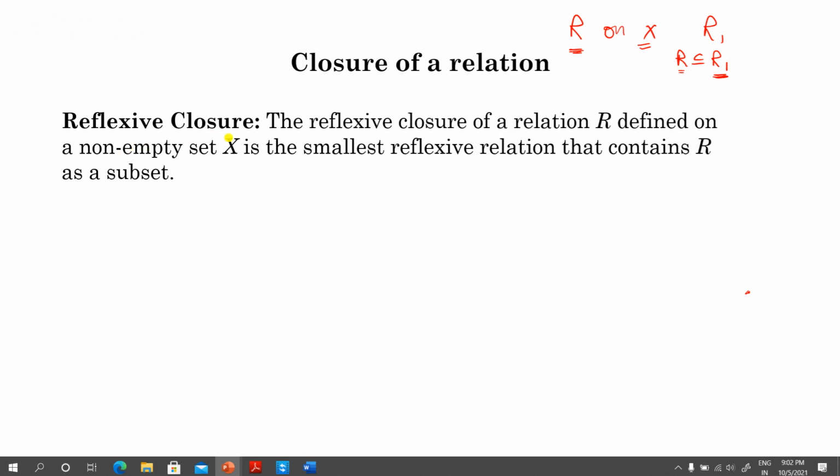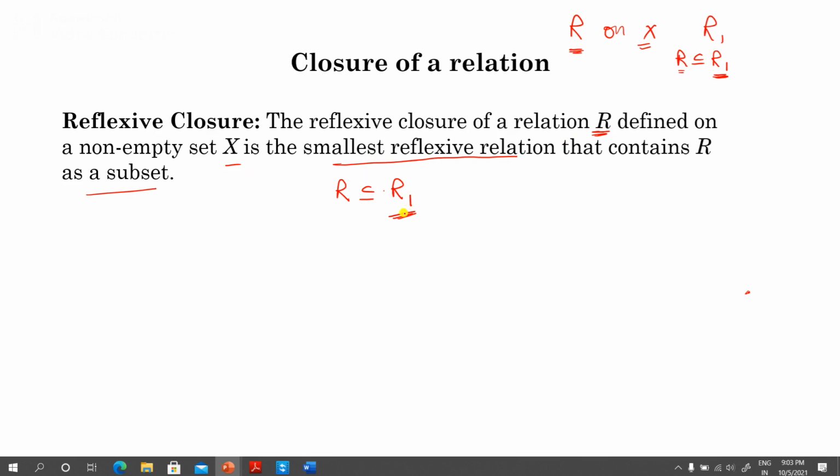So, reflexive closure. The reflexive closure of relation R defined on a non-empty set X is the smallest reflexive relation that contains R as a subset. Smallest reflexive relation means, if R is not reflexive, then we will add some elements to R, and suppose we get R1, the smallest reflexive relation. Since we got it by adding some elements in R, you can write R is a subset of R1. So R1 is the smallest reflexive relation, and R1 is called the reflexive closure.